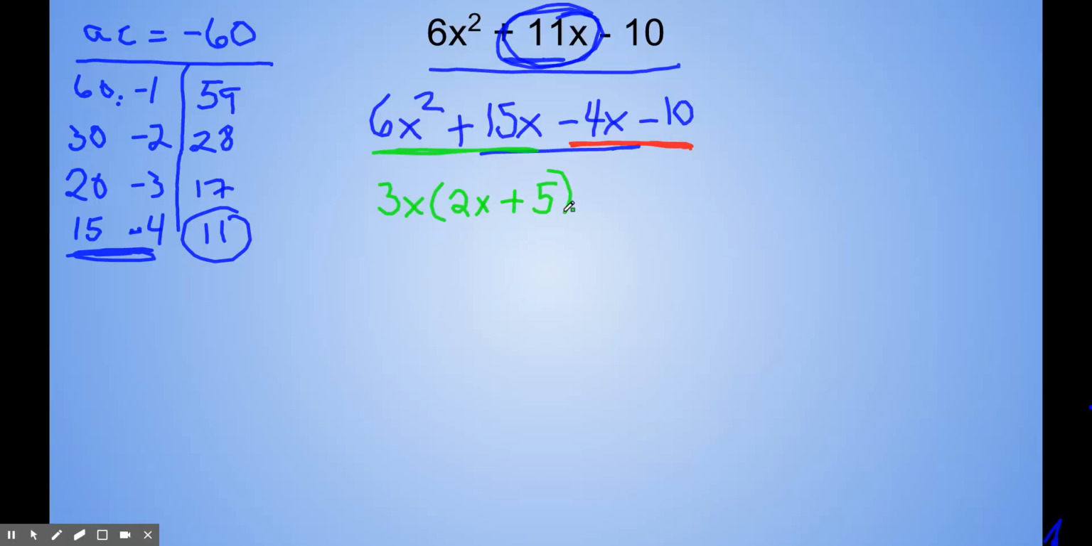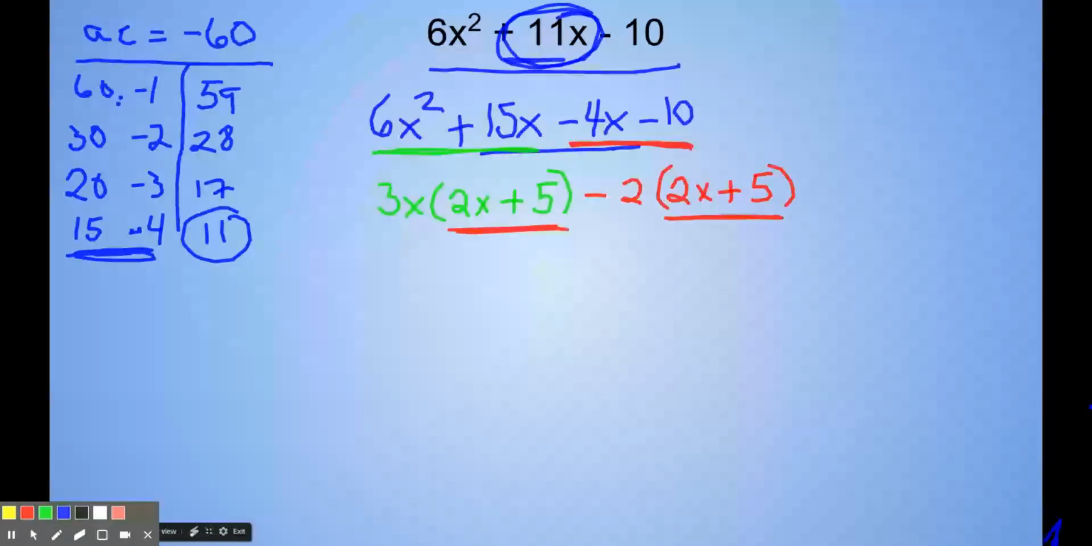If you have questions on how to factor out the greatest common factor, see the previous tutorial. Now for the next two terms, I'm going to be able to factor out a negative 2. So I'm going to subtract 2, and that's going to leave me with 2x plus 5. So now I have this and this, which are the same. So I'm going to be able to rewrite those as 2x plus 5.